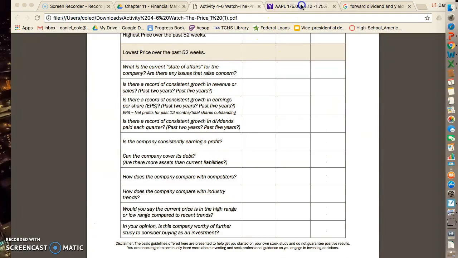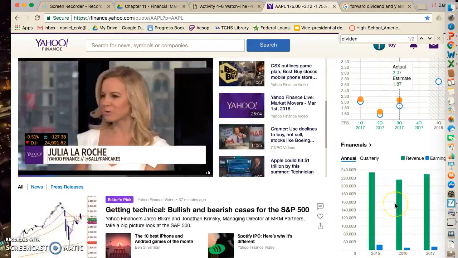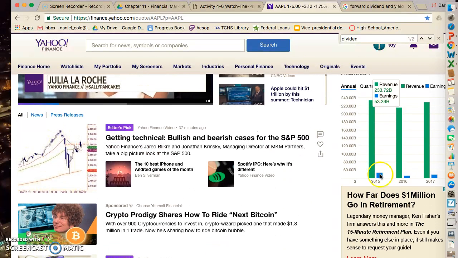Is the company consistently earning a profit? We already looked at that. That goes back here to our earnings. Okay, we can see that Apple has consistently been earning very large profits.